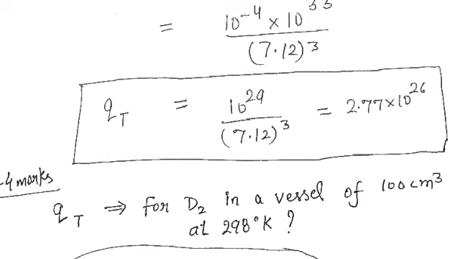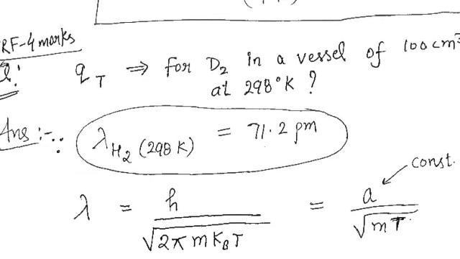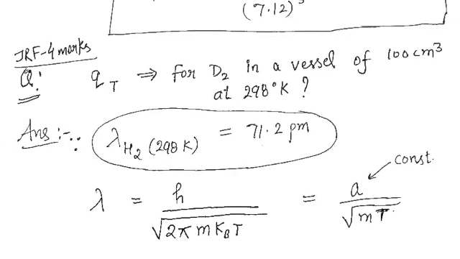Alright, now we are going to deal with one more question. This question was asked in NET JRF for 4 marks. The question is asking for the QT for the D2 molecule. We had calculated it for the H2 molecule, but here it is asking about the D2 molecule, with the same volume and the temperature at 298. So the temperature is the same as we had for the H2 molecule, and we know lambda H2 at 298 is 71.2 picometer.